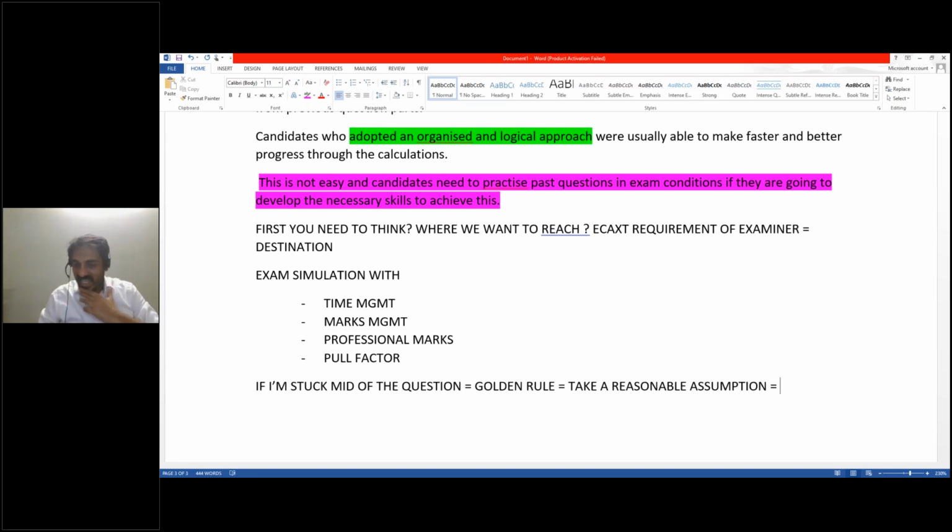A reasonable assumption. And keep moving. I never stop. It's an important golden rule. Take a breath, a glass of water, remember your God, make a reasonable assumption, keep moving. Because, do you know why?